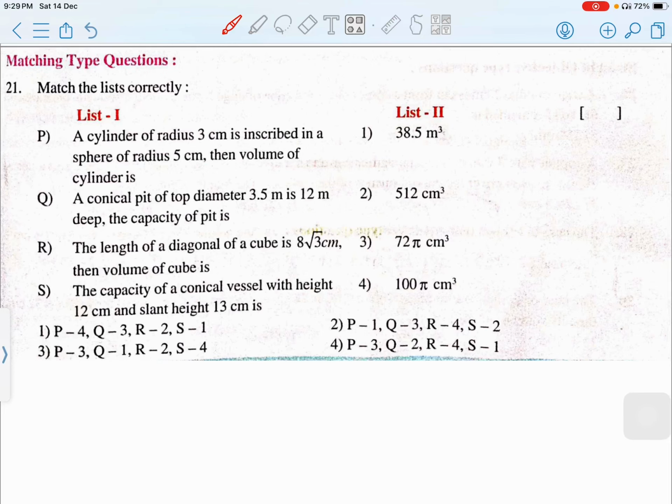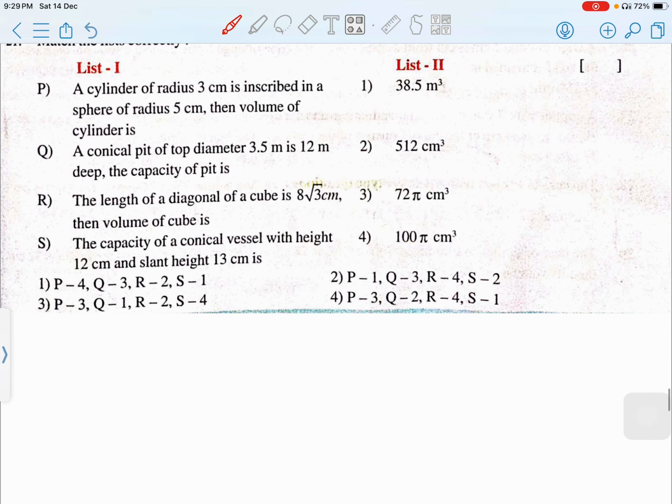So, in 21, the P question: a cylinder of radius 3 centimeters is inscribed in a sphere of radius 5 centimeters. Very, very tricky question actually. So, you have a sphere of radius 5 centimeters, so its diameter is going to be 10 centimeters. A cylinder is inscribed.